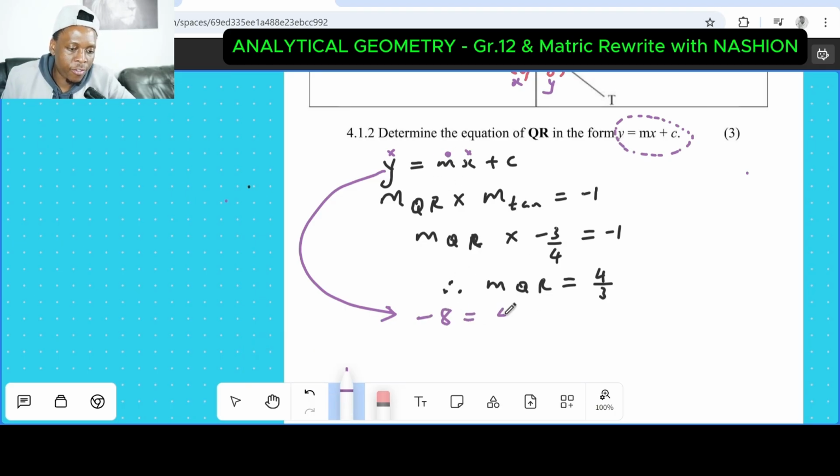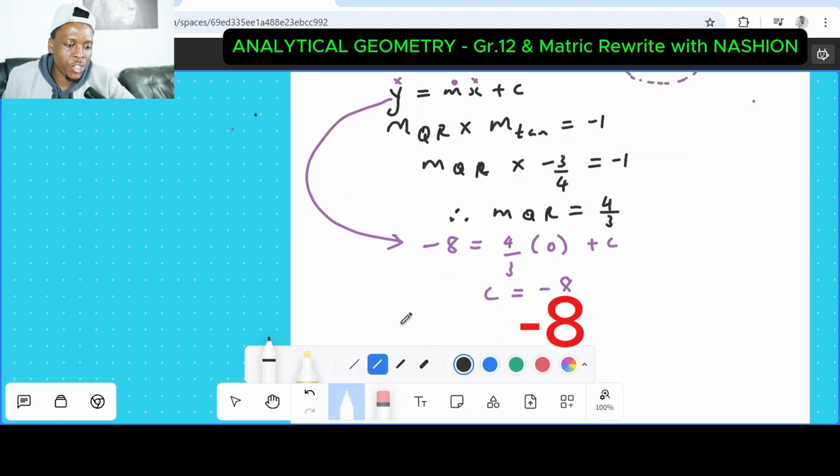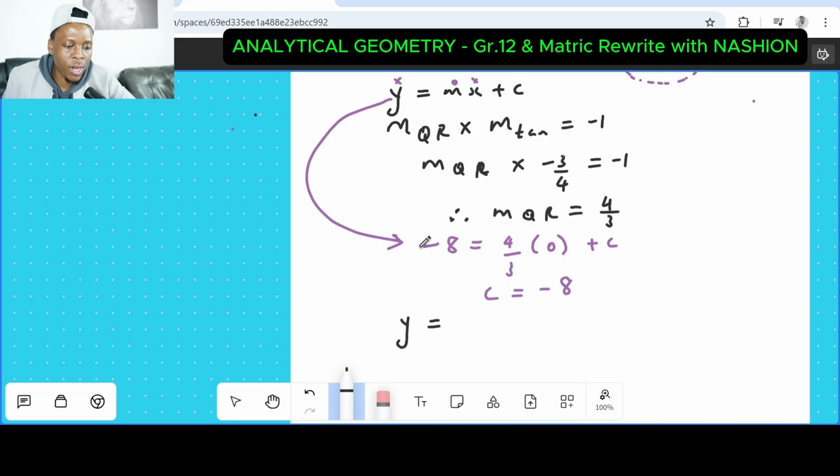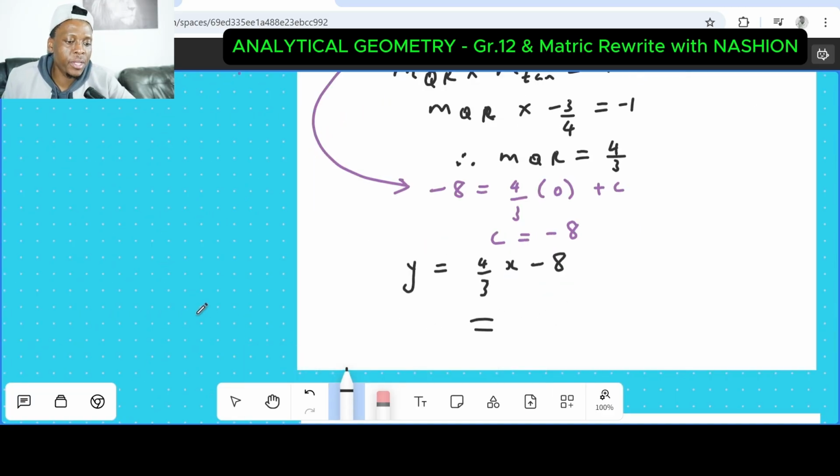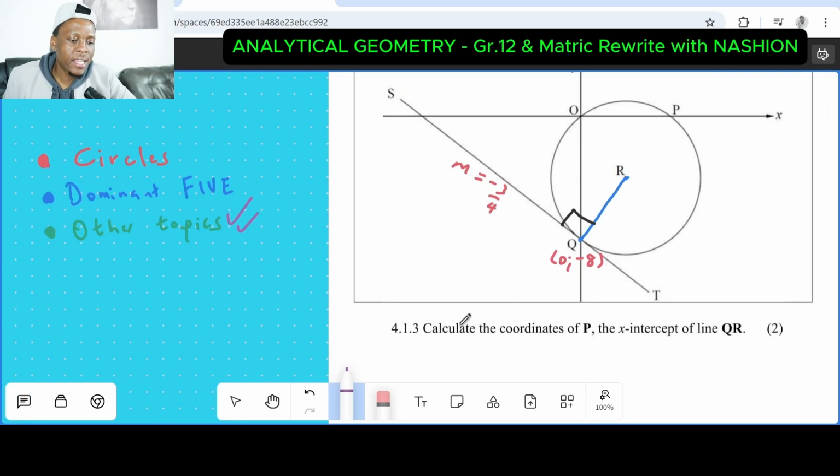M is already 4/3. Where there is X, we put 0 plus C. So C is clearly -8. So let's write down the equation in standard form. That's going to be Y is equal to 4/3 X minus 8. And checkmate.